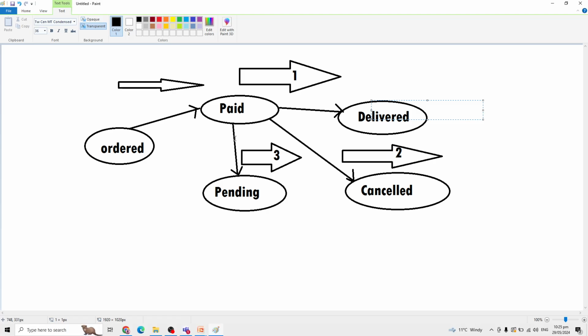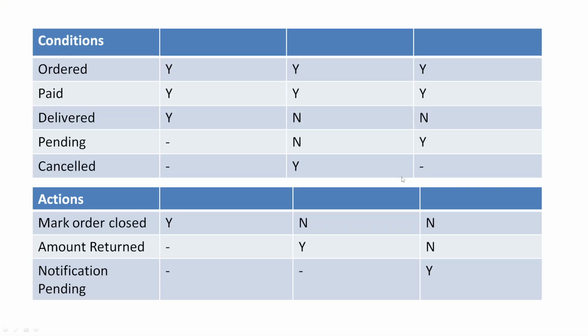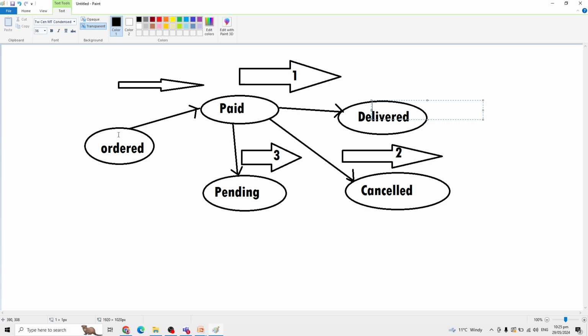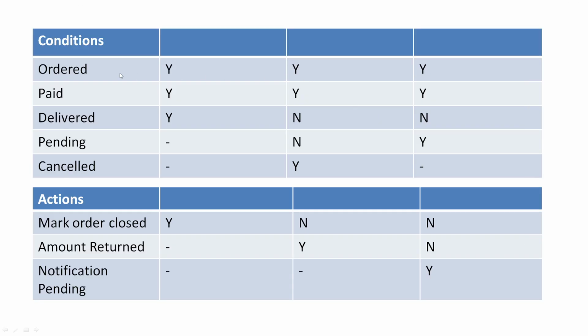Take the second workflow. Ordered, paid, cancelled. I have come up with the second column. Ordered, yes. Paid, yes. Delivered, no. Pending, no. And it is cancelled, so I marked as yes. So ordered, paid, cancelled. You can see ordered, paid, and cancelled. So one, one, one. Now, what is the action that has to be taken here? Amount returned. Whenever you cancel it, the amount has to be returned. So amount returned. Now the second workflow is done.